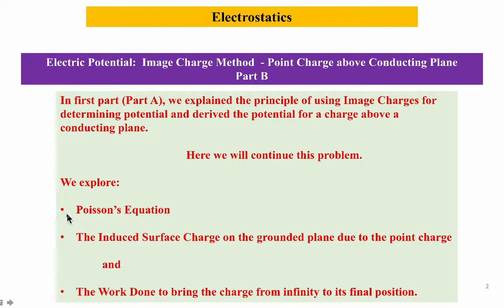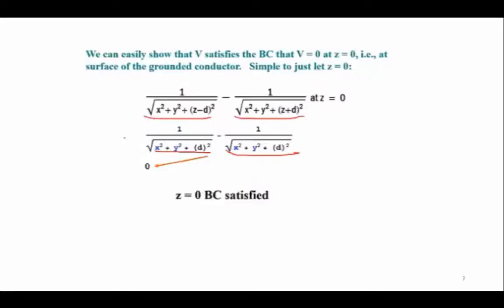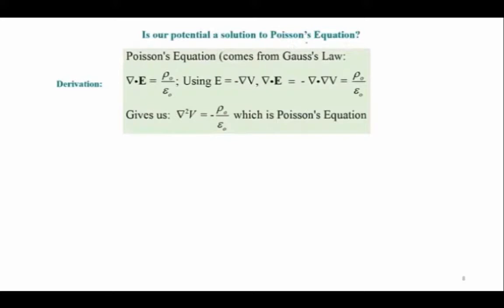We're going to look at whether or not Poisson's equation is satisfied by the potential we derived. We're going to look at the induced surface charge on the grounded plane due to the point charge, and we're going to examine the work done to bring the charge from infinity to its final position and what implications that has.